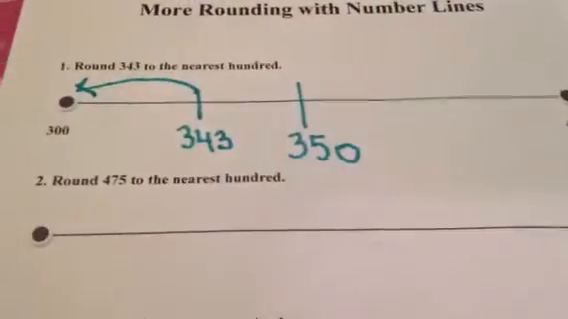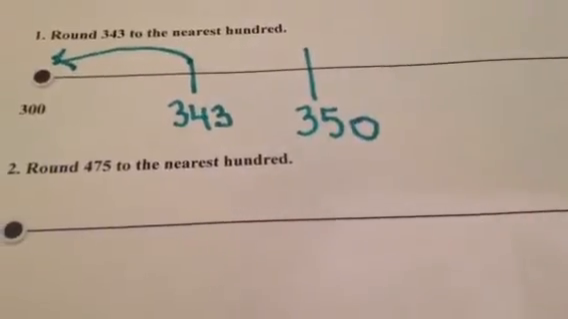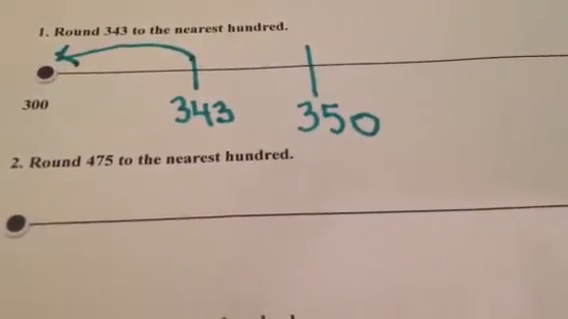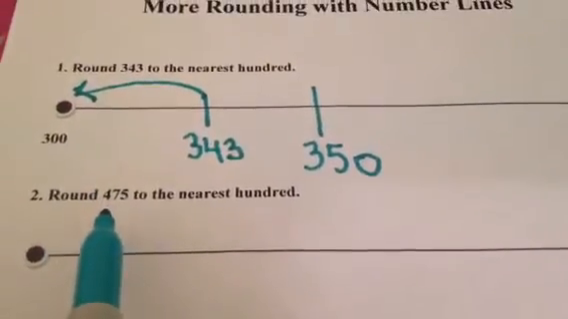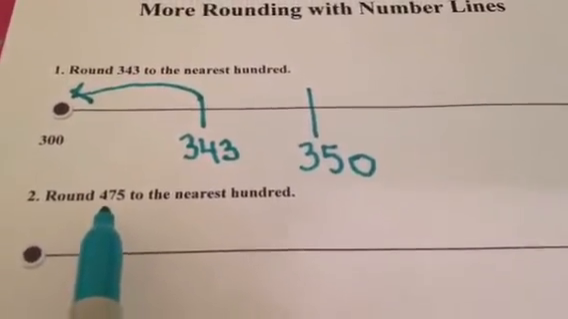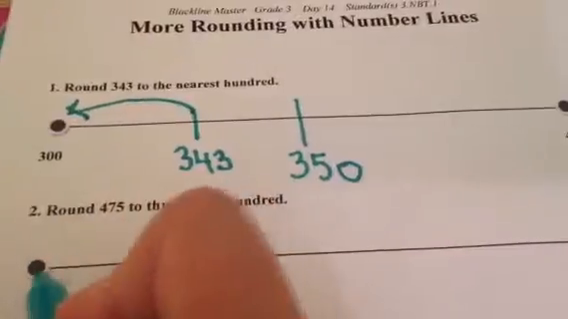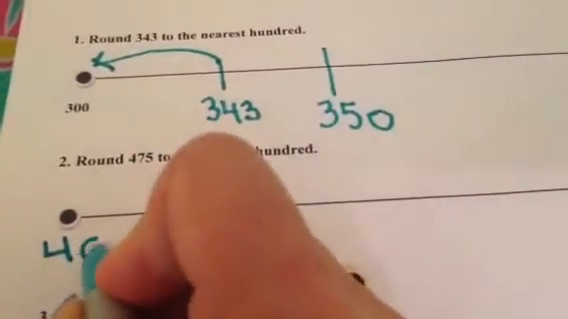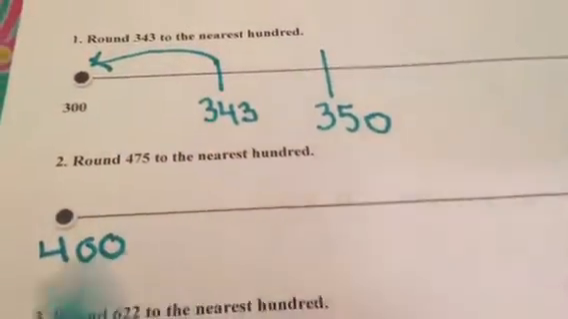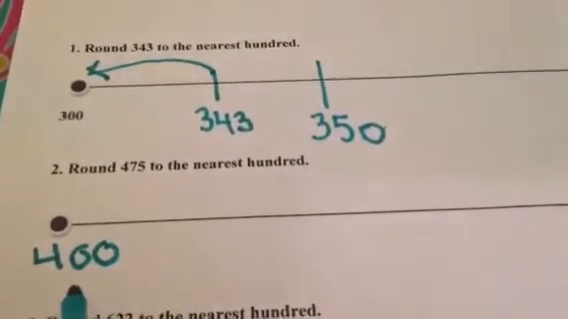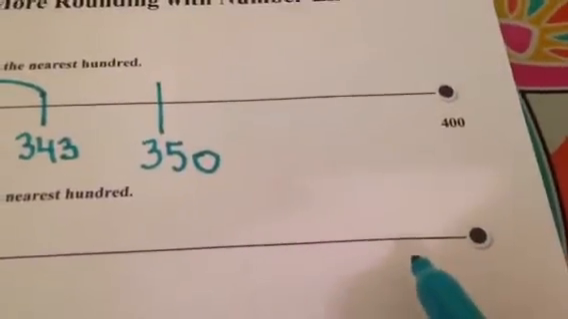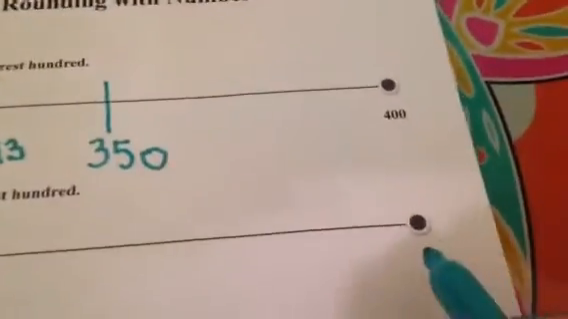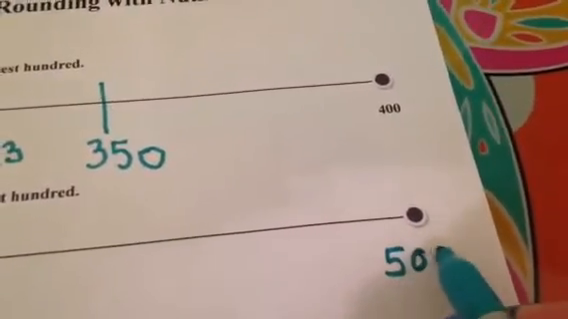Now let's look at my next number line, round 475 to the nearest hundred. So I first look at my hundreds column and there's a 4 there, 4 hundreds. So I know that my first benchmark number is going to be 400. And after 400, when you're counting by hundreds, comes 500. So my other benchmark number is going to be 500.